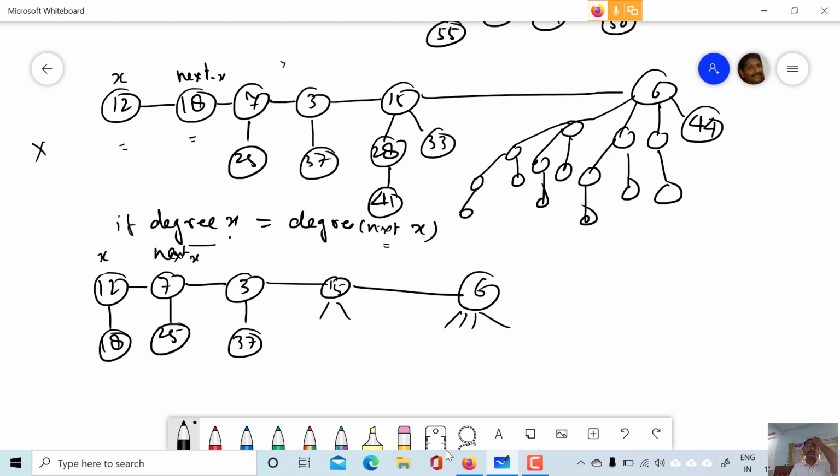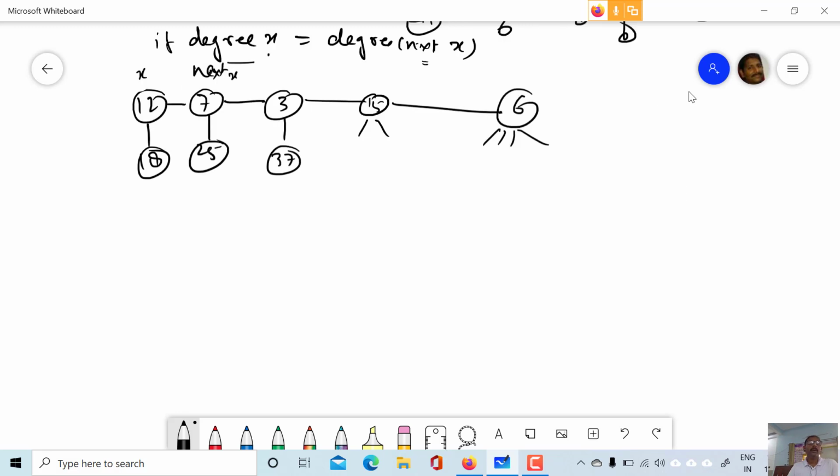Okay, likewise. Now in the newly generated binomial heap, the three roots are of the same degree. Okay, 12, 7 and 3, these are having the same degree. Therefore we have to do something here. What should we do?